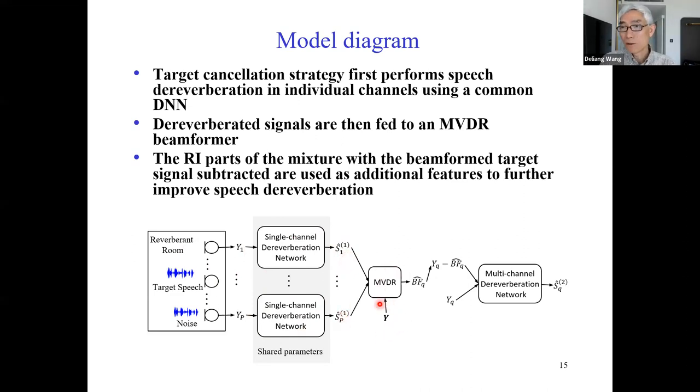Then we send them to an MVDR beamformer. And the MVDR beamformer will then give us an estimate of the target signal, which is a single channel. But instead of taking this as the final output, the key here is that we're actually doing target cancellation. We take this as the estimate of the target signal, but then we find the difference between the mixture signal, which is Y sub Q, subtracted by BF Q here. And that gives us an estimate of non-target signals. So with that estimate, together with the mixture signal, we then perform dereverberation a second time using a multi-channel dereverberation network, and that gives us the output of S Q 2 hat.